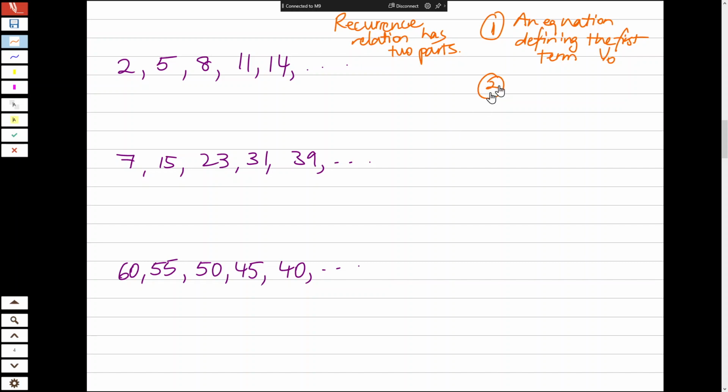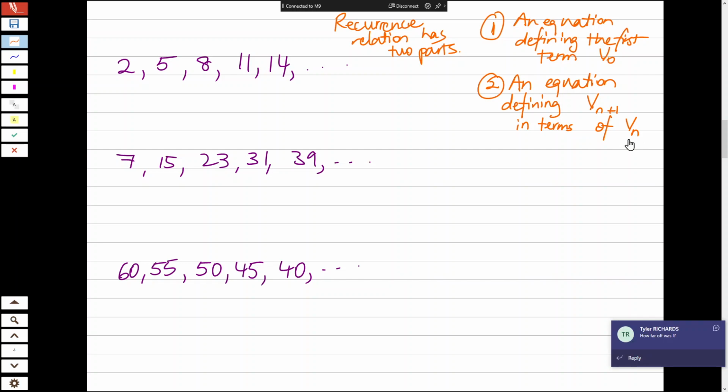So you're going to describe the pattern using an equation defining what we call Vn plus 1 in terms of Vn. Now that might be a bit abstract. This is just saying if I have the current term Vn, what's the next term Vn plus 1? All right. So what I'm going to do is give you the recurrence relation for these 3, and then get you to do some yourself.